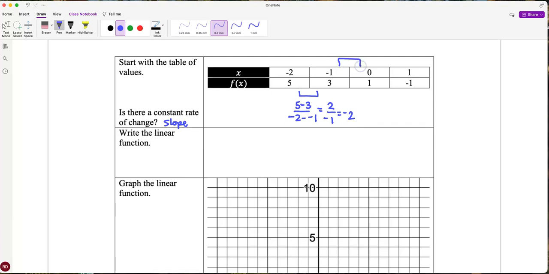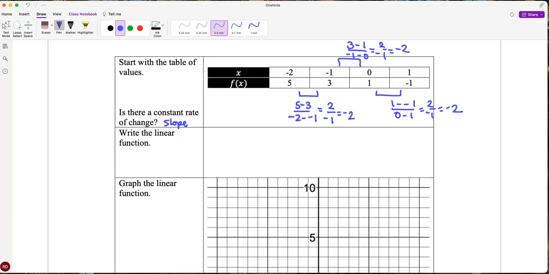Look at these 2 points. The slope is going to be 3 minus 1 over negative 1 minus 0. So that is 2 over negative 1, or negative 2. Look at the last 2 points. 1 minus negative 1 over 0 minus 1 is 2 over negative 1, which is negative 2.